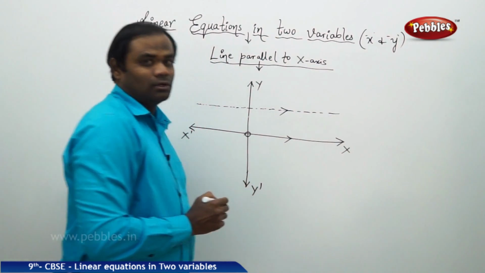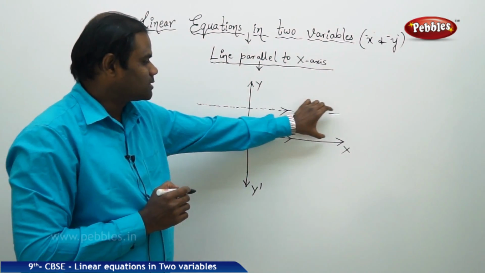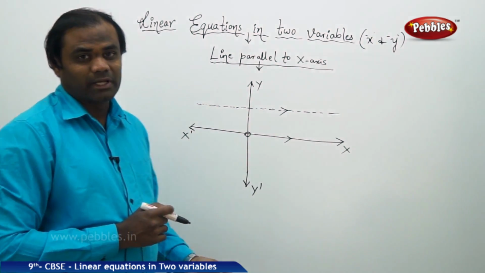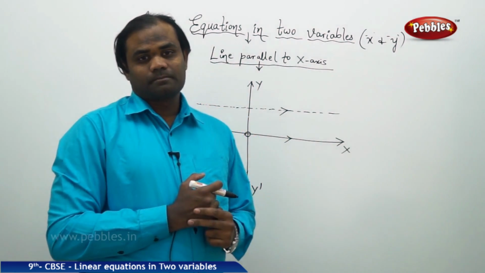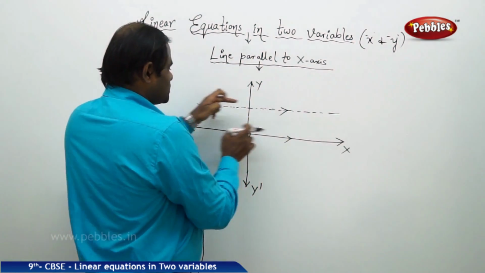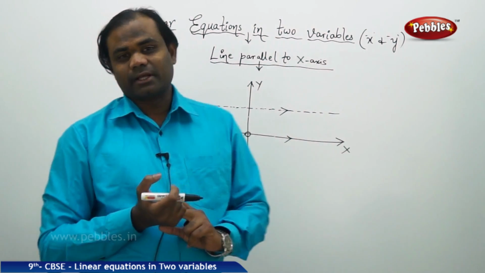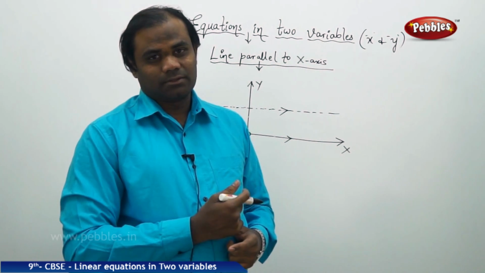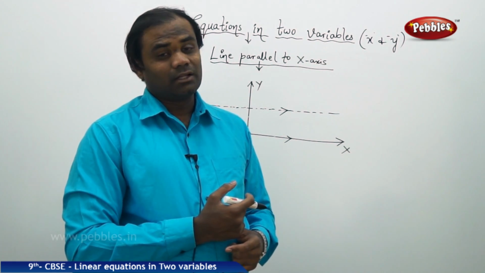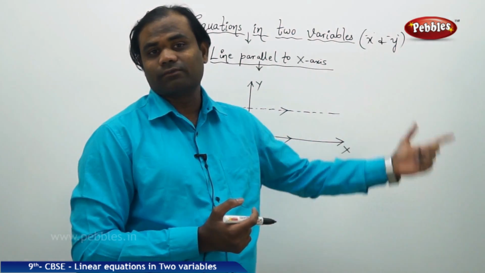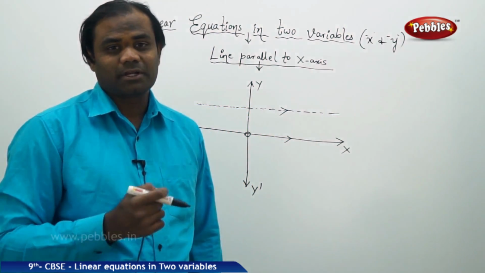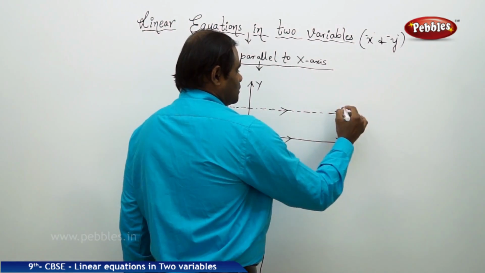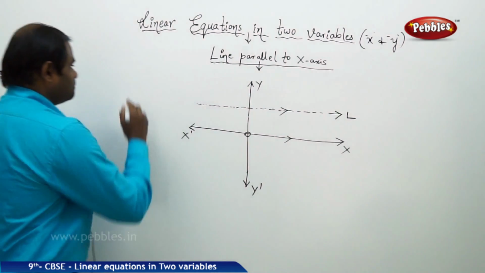Now this is parallel only when the perpendicular distance between any two points on the two lines is equal. So imagine I take this distance and this distance. If they are equal, then I say the lines are parallel, at equal distances. It cannot have unequal distance at any stage; that is how we understand parallel lines. Therefore, let me say the line L is parallel to x-axis.